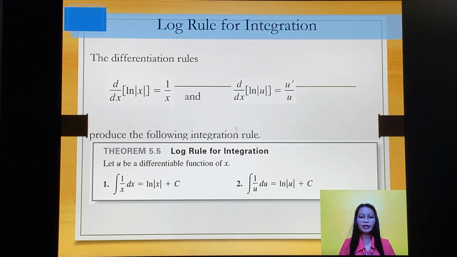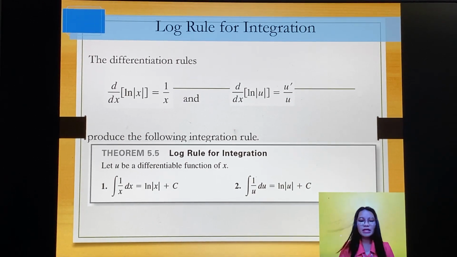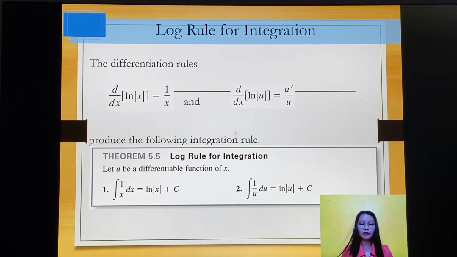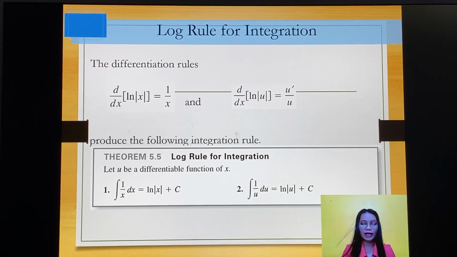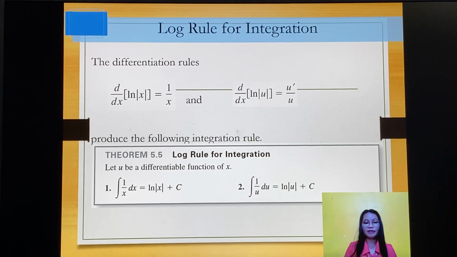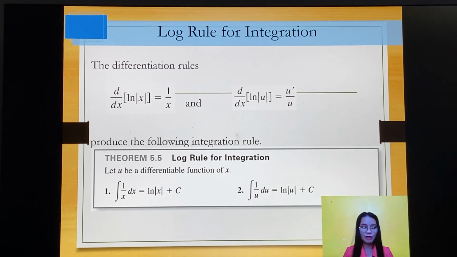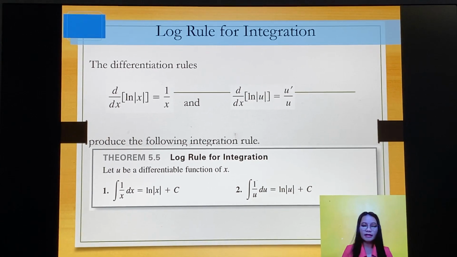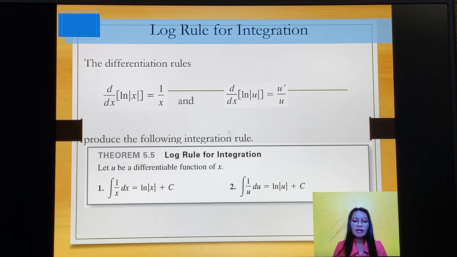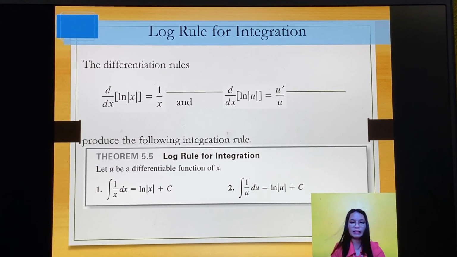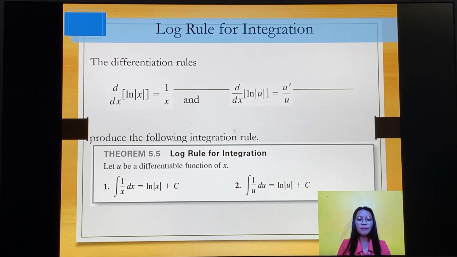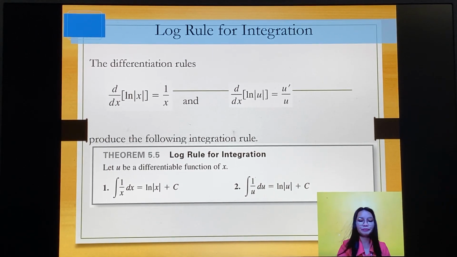The log rule for integration states that when we integrate the reciprocal of the variable x, the result is the natural logarithm of the absolute value of x plus the constant c. This rule is derived from the differentiation rule for the natural logarithmic function, which states that the derivative of the natural logarithm of the absolute value of x with respect to x is 1 over x. By applying the fundamental theorem of calculus in reverse, we obtain the rule for integration.